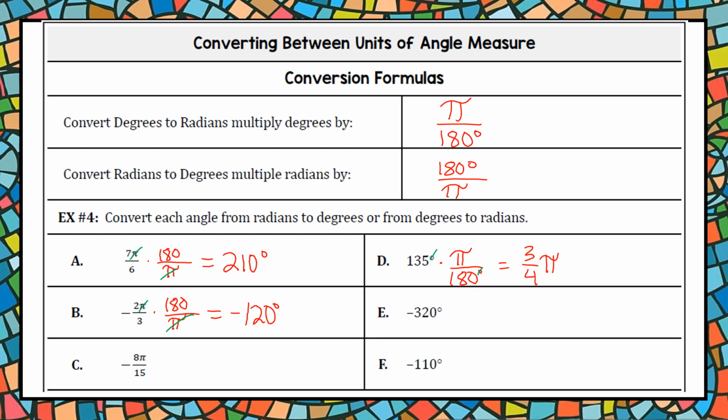And then we'll do one more here, E. If I'm taking this negative 320 degrees, trying to convert it to radians, I'm going to multiply by pi over 180. And again, those degree symbols will cancel, just like the pi symbols canceled for part B. And what I'm able to get here when I simplify is negative 16 over 9. And then I'm going to leave the pi in there.